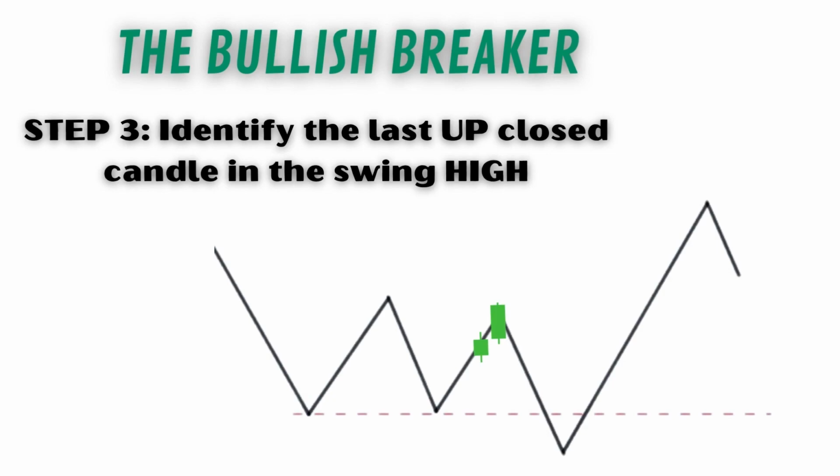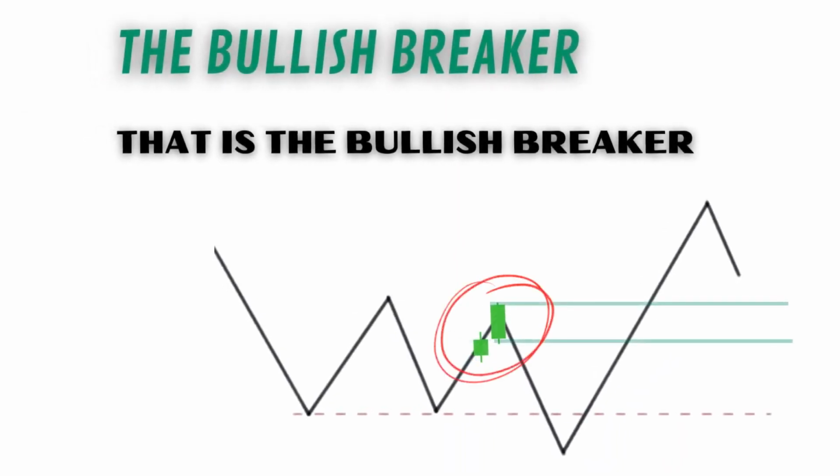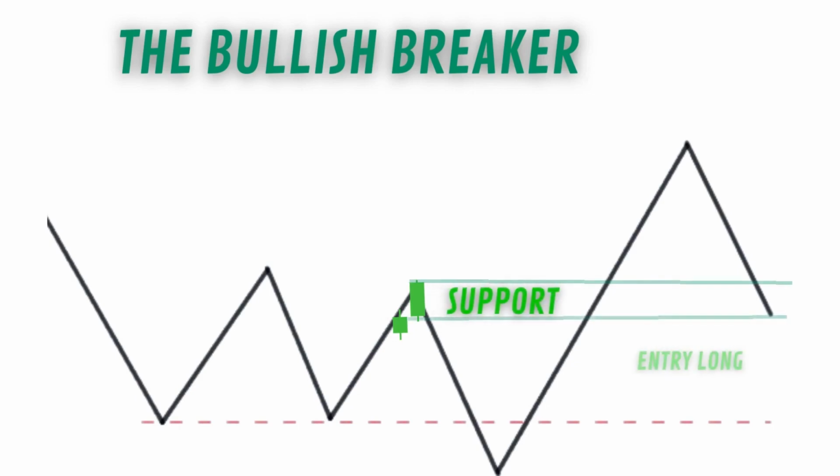Step three, identify the last up close candle in the swing high. Boom. Identify the bullish breaker. That is the bullish breaker. See, it does not need to be this complicated, guys. If you break it down into a process step by step, it becomes very easy.